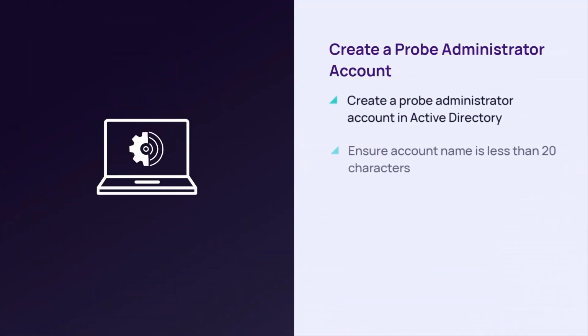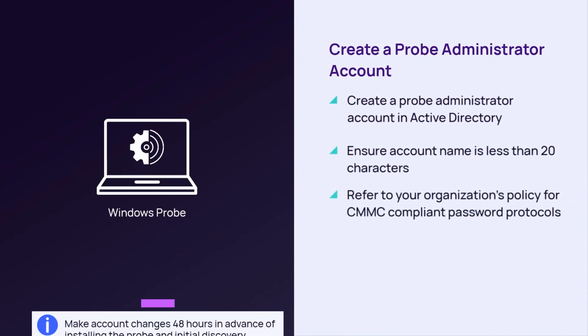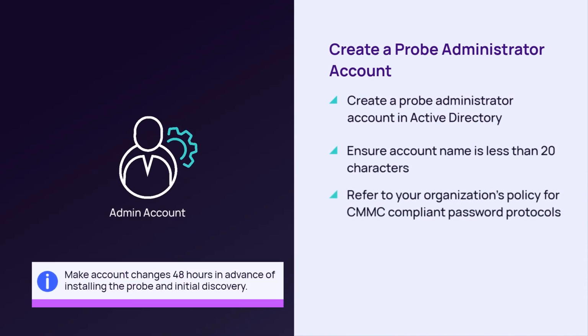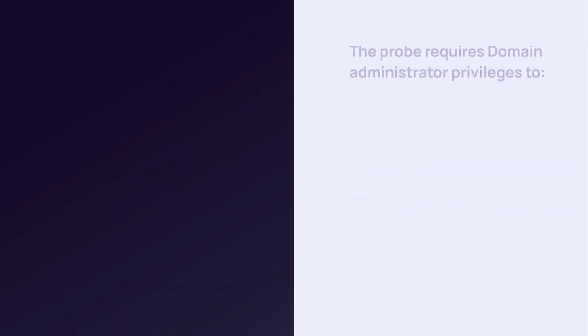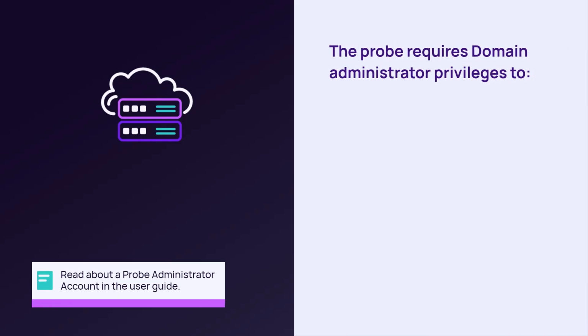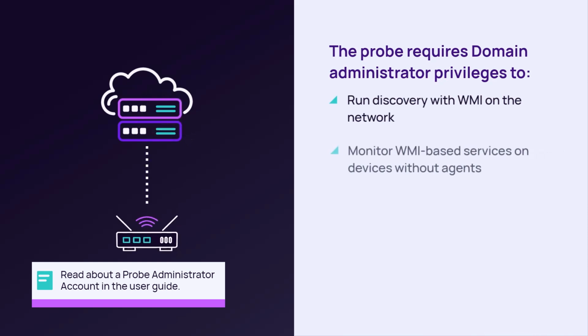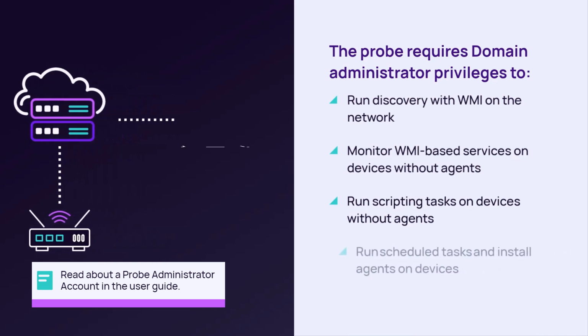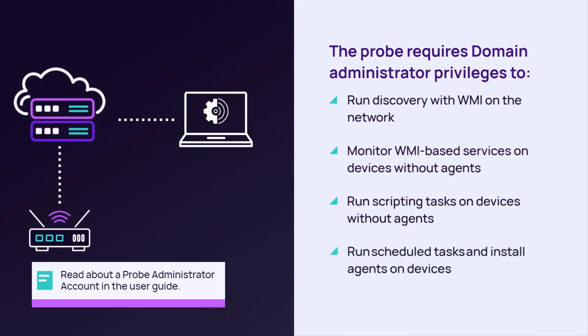A Windows probe needs access to Windows functions to install the N-Central agent. Create an account in the customer's Active Directory with full domain administrator privileges. The probe requires domain administrator privileges to run discovery with WMI on the network, monitor WMI-based services on devices without agents, run scripting tasks on devices without agents, and run scheduled tasks and install agents on devices.